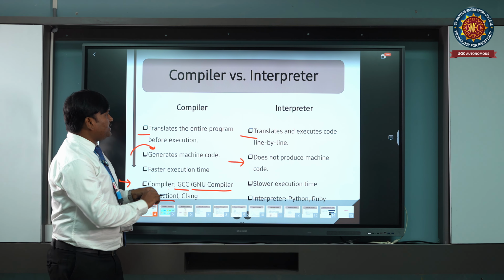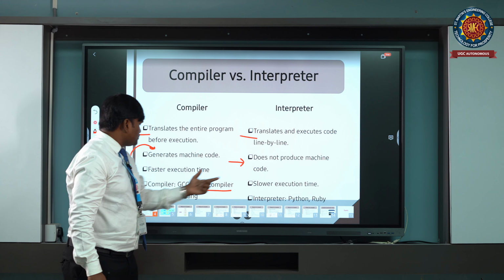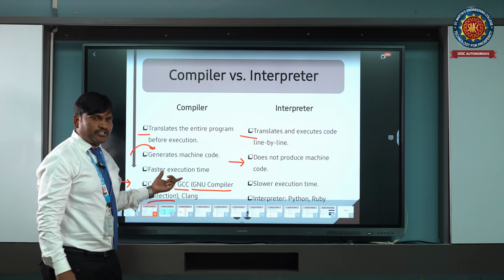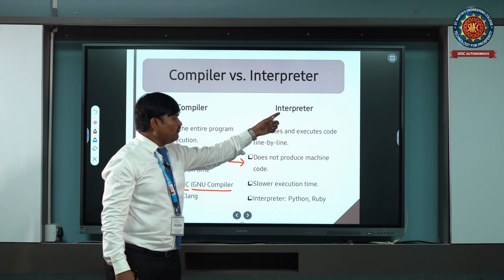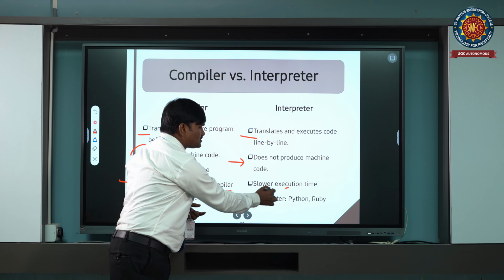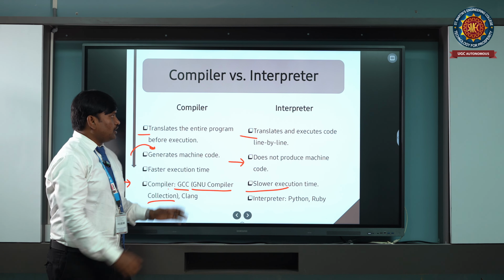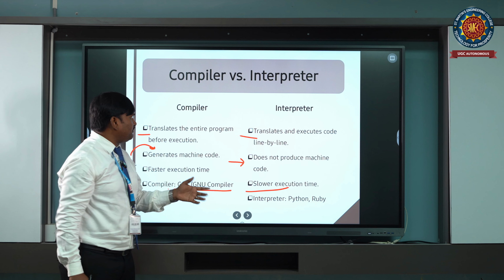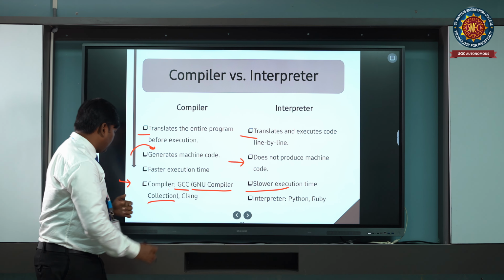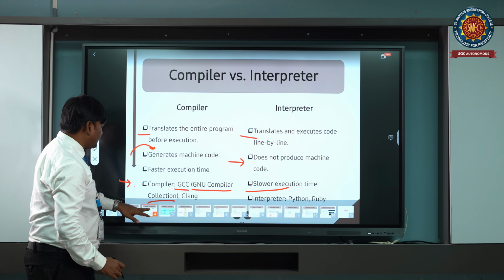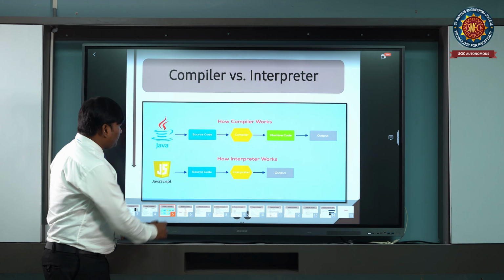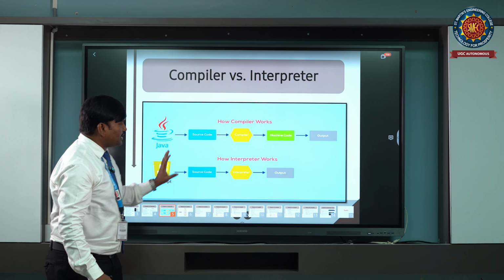Now you can compare the compiler and interpreter. The compiler has a faster execution time. When you go for the interpreter, it is slower in execution time only. This is the major difference between the compiler and the interpreter. You can see once again here the procedure of how the compiler works and how the interpreter works.